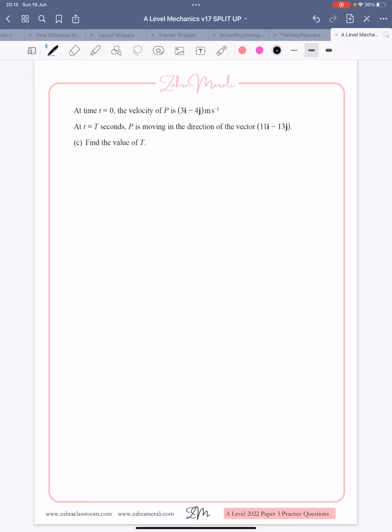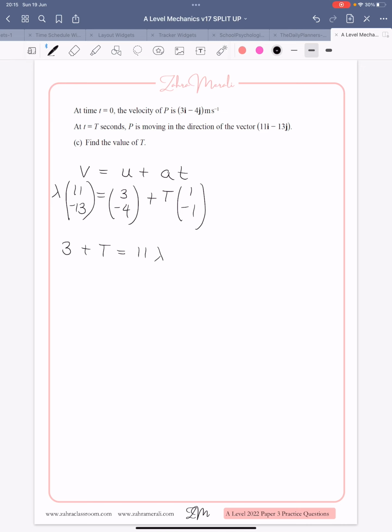So we're going to use v equals u plus at. So we know our u is 3 minus 4. We don't know what our t is, but we know our a is 1 minus 1. But we know our new v is in the direction, so it's some lambda, some factor of 11 minus 13. So we're going to get 3 plus t equals 11 lambda, minus 4 minus t equals minus 13 lambda. We could add those together.